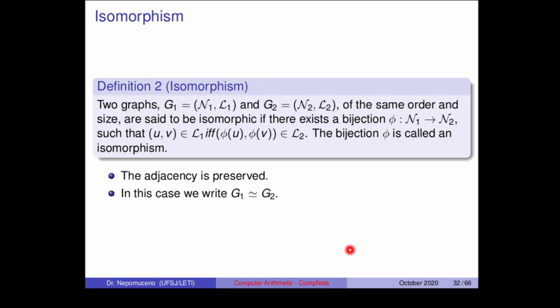Definition 2. Isomorphism. Two graphs G1 and G2 of the same order and size are said to be isomorphic if there exists a bijection phi that transforms N1 to N2, such that (u, v) belongs to L1 if and only if (phi of u, phi of v) belongs to L2. The bijection phi is called an isomorphism. The adjacency is preserved. In this case, we write G1 is equivalent to G2.